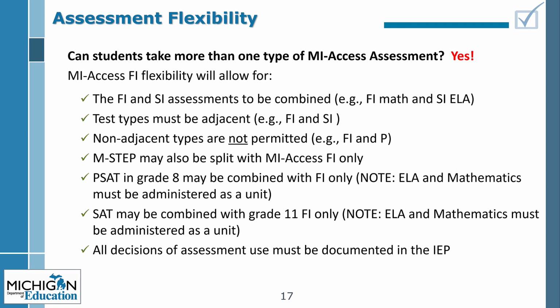Some have asked over the years if students can be assessed in more than one type of the MyAccess assessment, and the answer is yes. Students may be assessed using multiple levels of the test. For example, MyAccess FI flexibility will allow for the FI and SI assessments to be combined. For example, FI Math and SI ELA. The test types must be adjacent. For example, FI and SI. Non-adjacent types are not permitted. For example, FI and P.